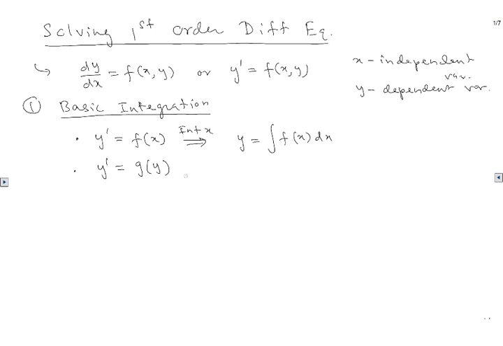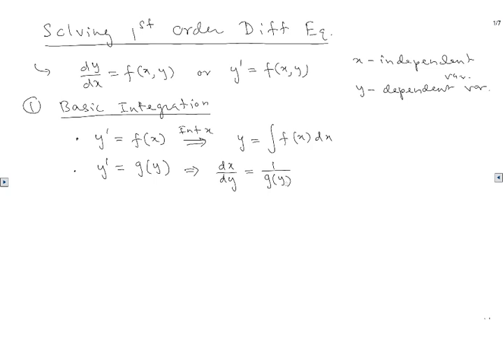So what we're going to do first is write this upside down, because you can write this as dx over dy equals 1 over g(y). But before we do that, we want to make sure that you can do it, because when you flip it upside down, you might have a division by zero situation. So you need to consider those cases separately.